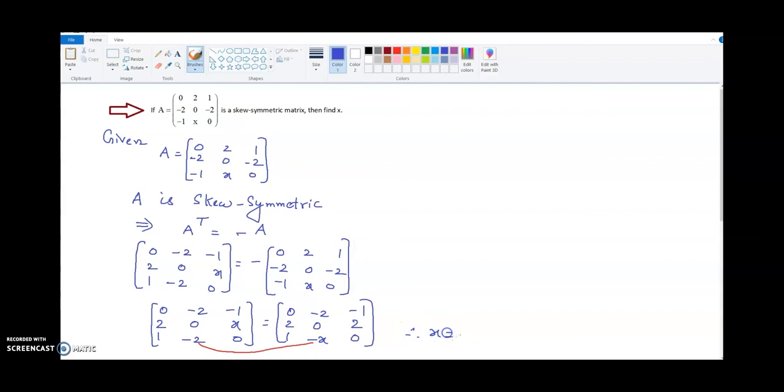So corresponding elements are equated because both these are equal matrices. The corresponding elements should also be equal. So by equating both these matrices, any element you can equate, you get the value of x is equal to 2.